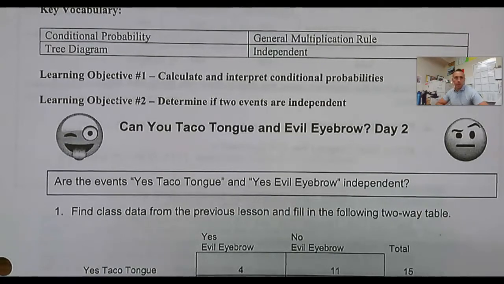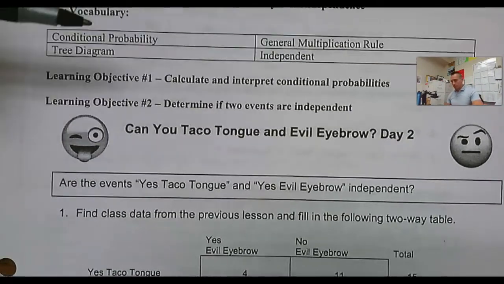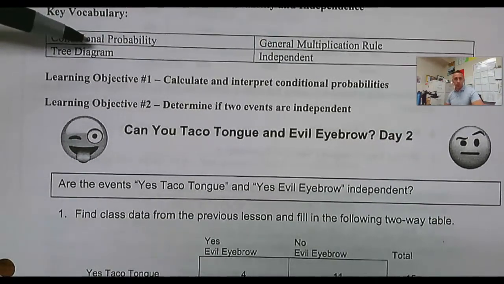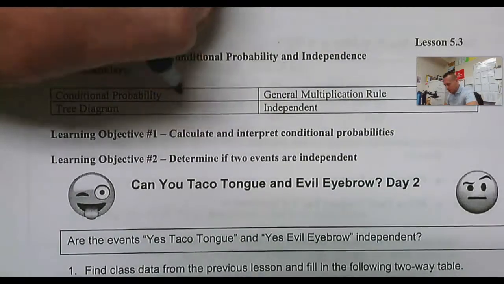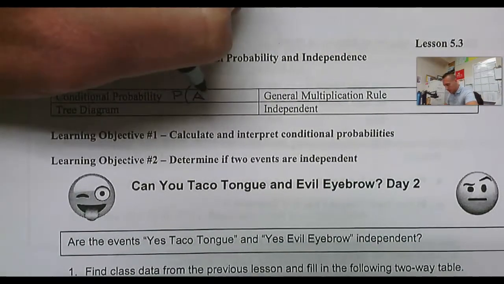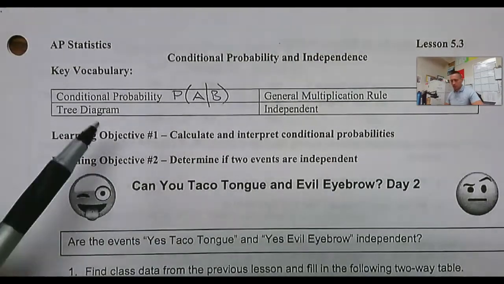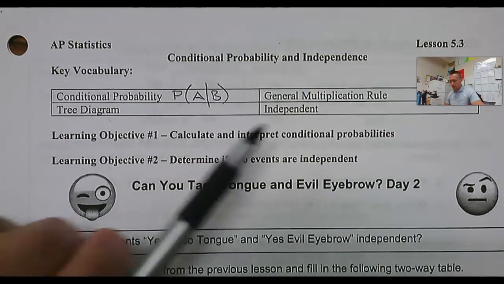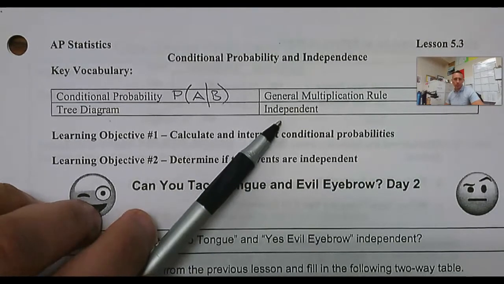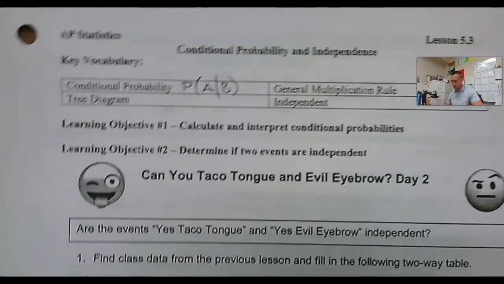You're going to see some similarities here with what you've seen in Algebra 2, hopefully, on this first part and maybe even into the second part. So, we're going to talk about conditional probabilities. That looks like this: probability of A given B. We're going to talk about the general multiplication rule and tree diagrams. That'll be later in the lesson, and independence, which you should have touched upon in Algebra 2 in theory.